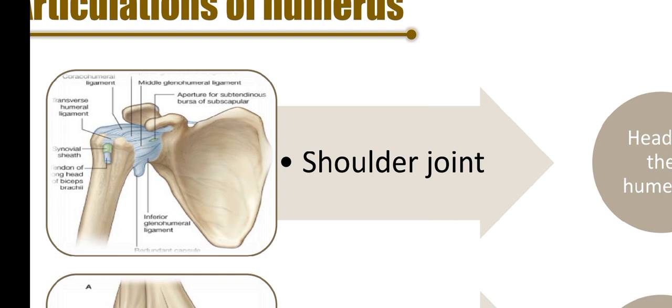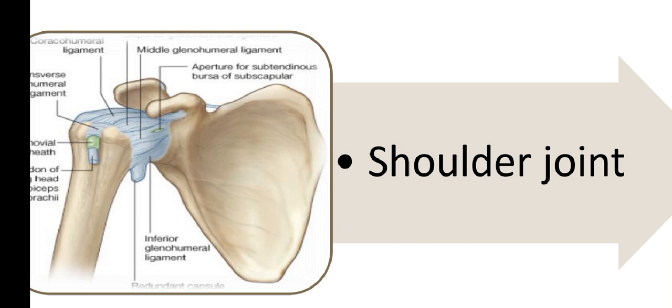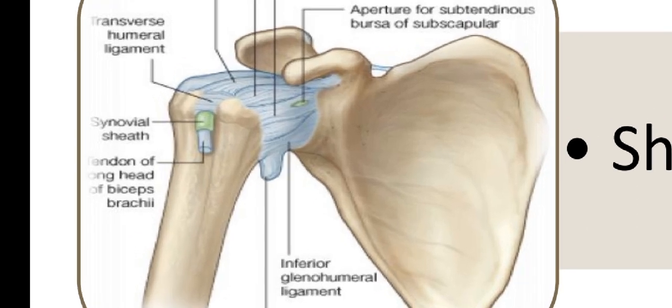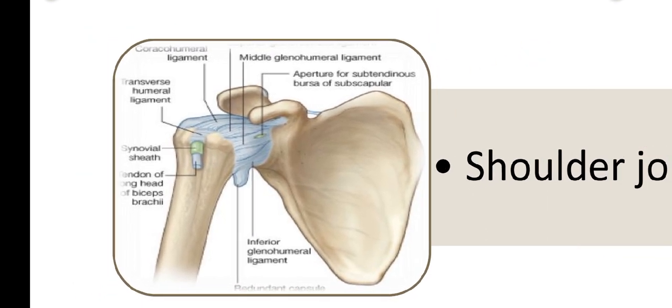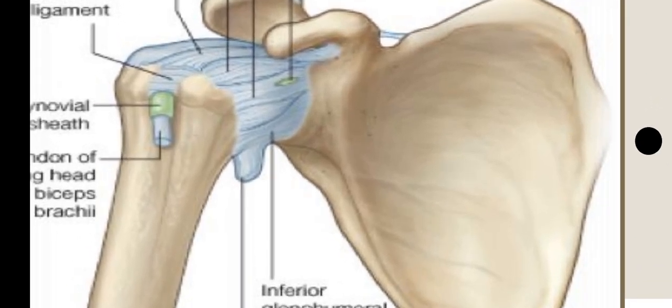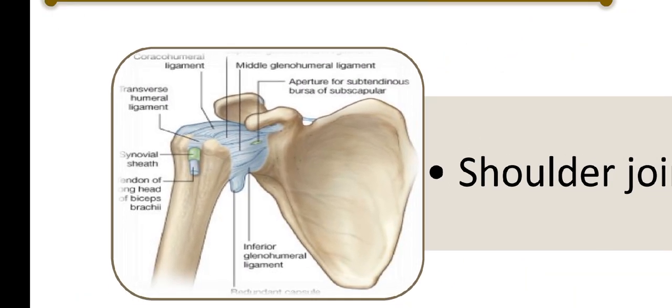So you have the coracohumeral ligament. From the names, you have to infer where the ligament is coming from and where it is going to. Coracohumeral, that means it is joining on the coracoid process of the scapula and joining on the humerus, okay? You have the synovial sheath, you have the transverse humeral ligament, that's where the synovial sheath is passing under, okay?